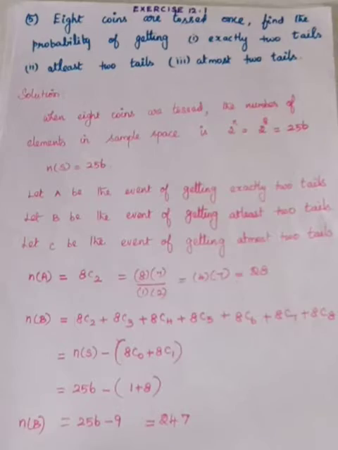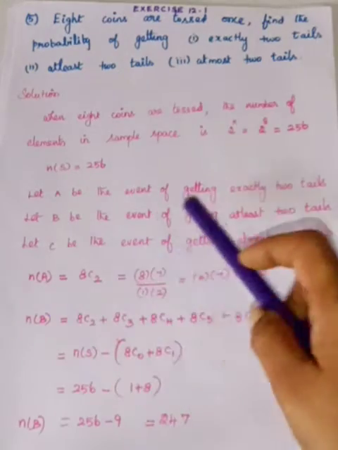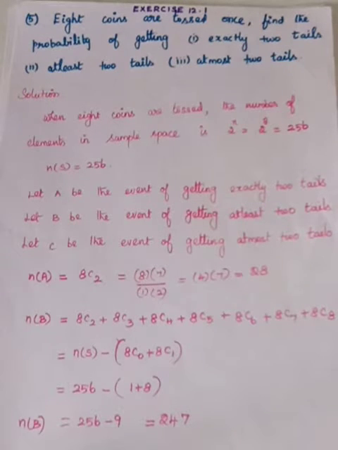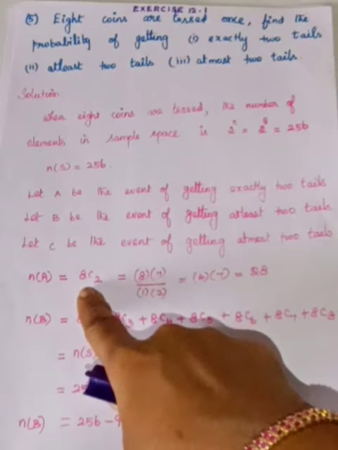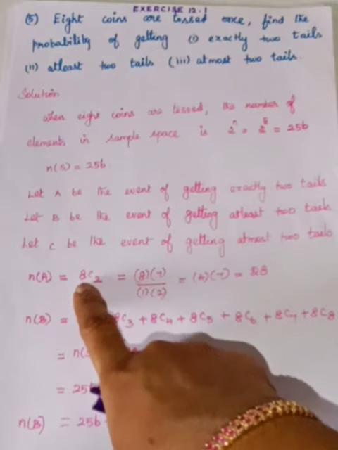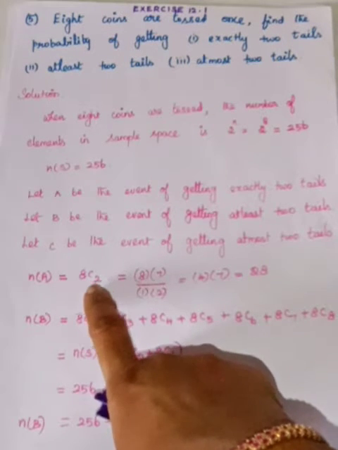So we are going to find n of A. What is A? It's the event of getting exactly 2 tails. So of 8 coins, 2 coins have tails, and the remaining coins have heads. Therefore, from the 8 coins, you have to choose 2 coins having tails. So it can be done in 8C2. We are using combination. The total number of coins is 8, and on that you have to choose.